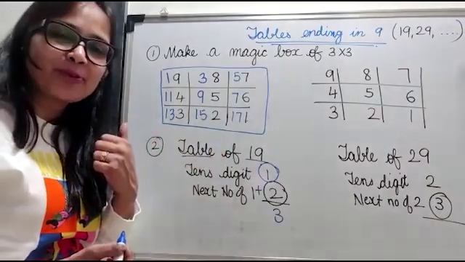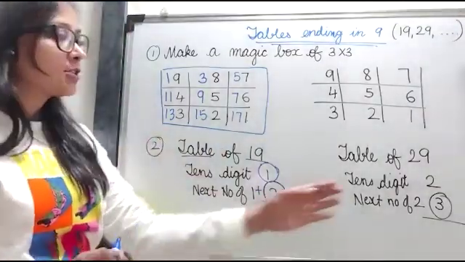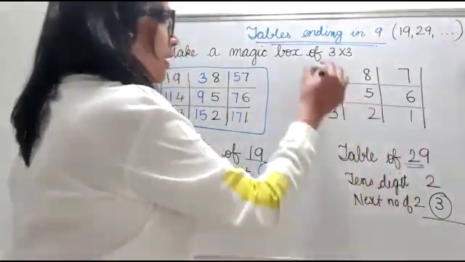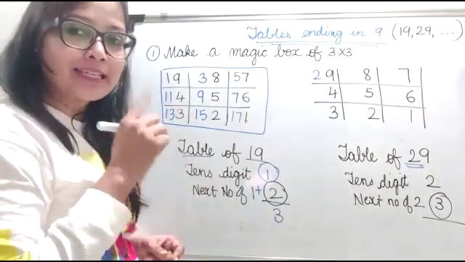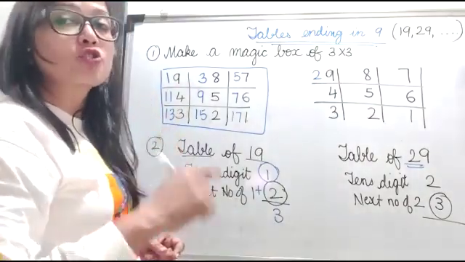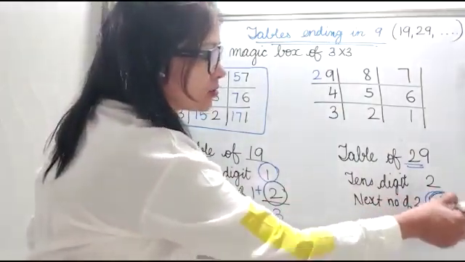Hopefully we all know the table of 10. 19 into 10 is nothing but 190. Okay. Let's solve the table of 29. I wrote the table of 2. What is the next number after 2? It is 29? So my tens digit is 2. So I add the next number to it. 2 plus 3. So my adding digit is 3.